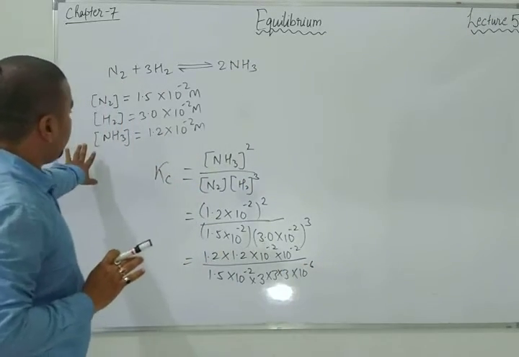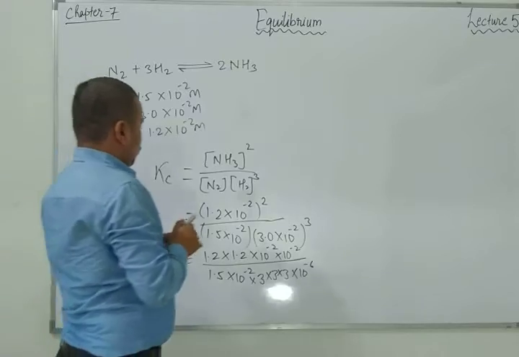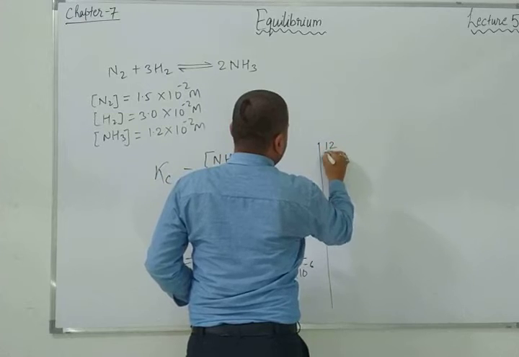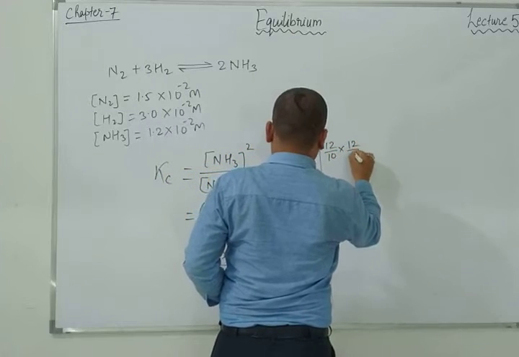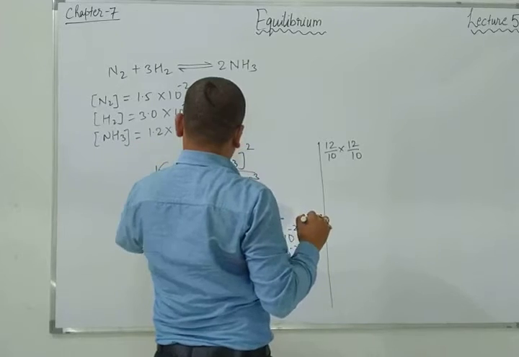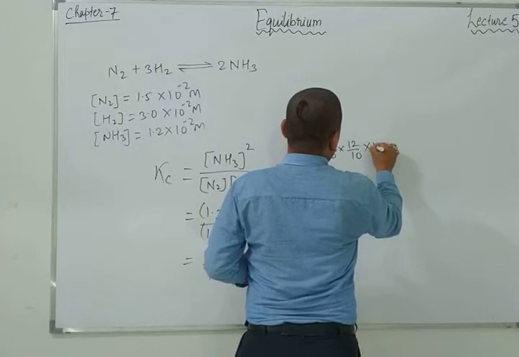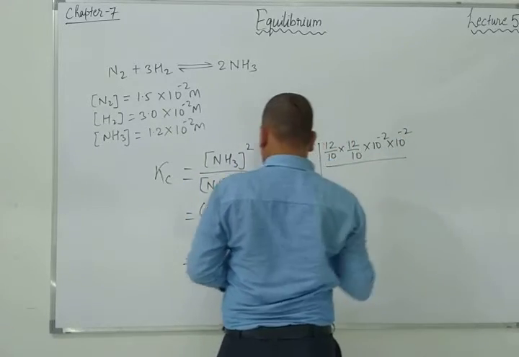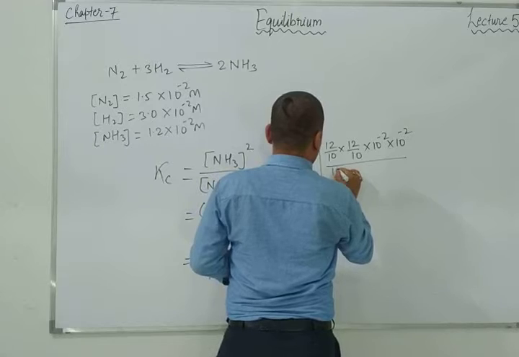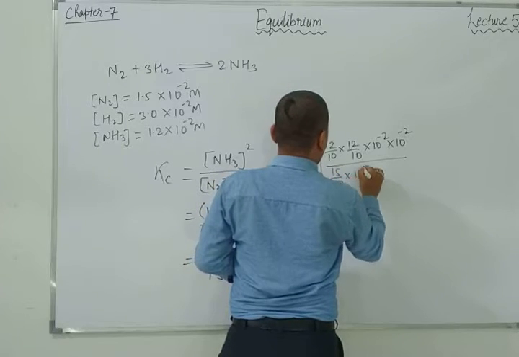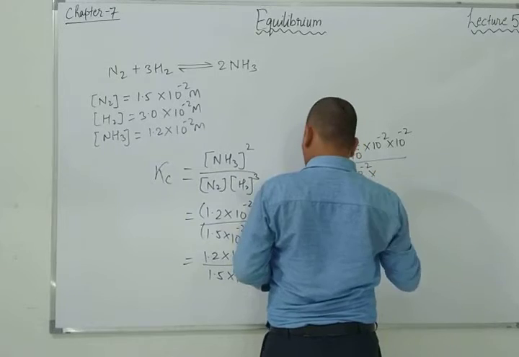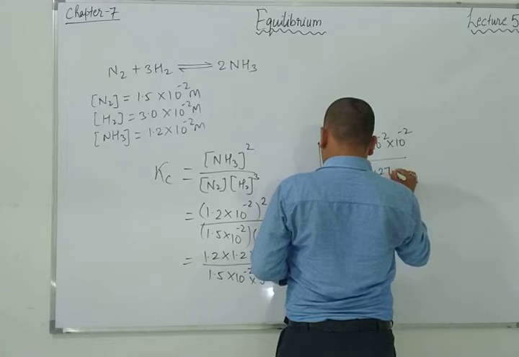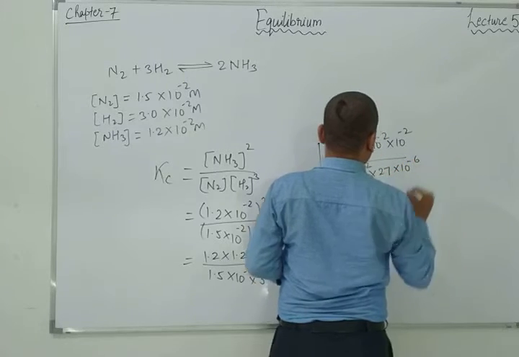See the values we have put here. Now directly put a slash here, and here the values: 12 upon 10 into 12 upon 10, 10 to the power minus 2 into 10 to the power minus 2, upon 15 upon 10 into 10 to the power minus 2 into 27 into 10 to the power minus 6.